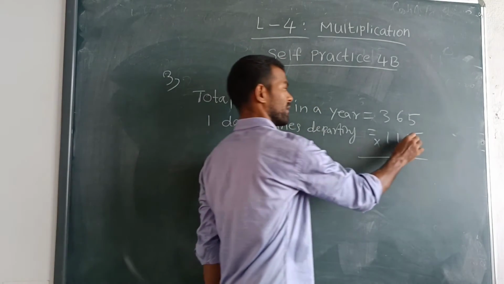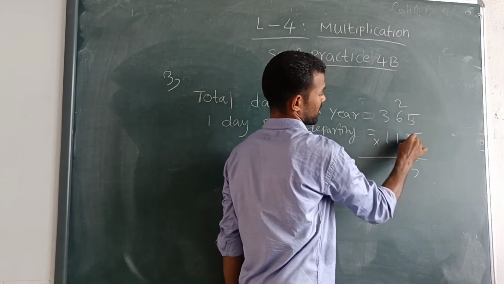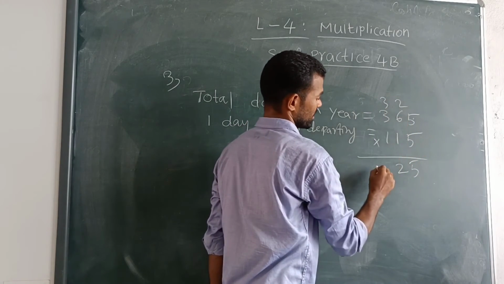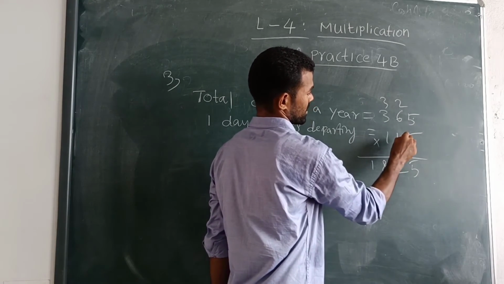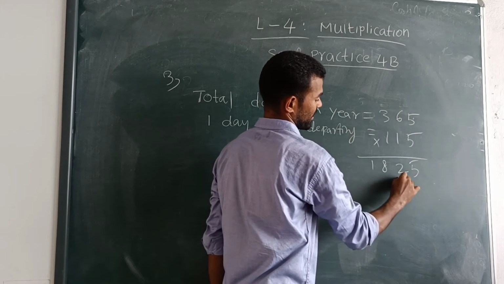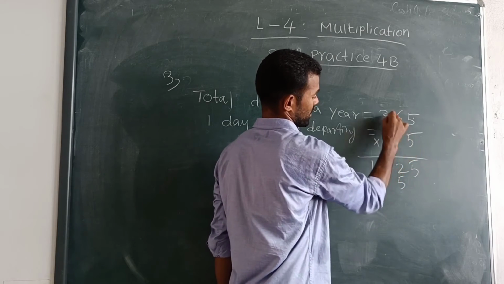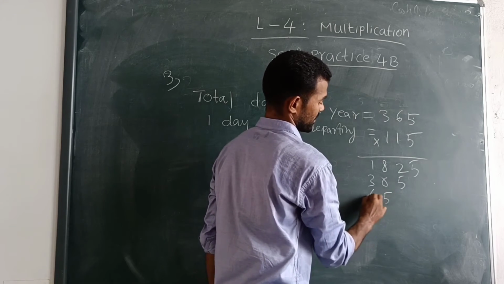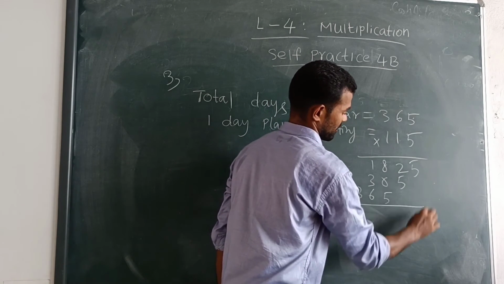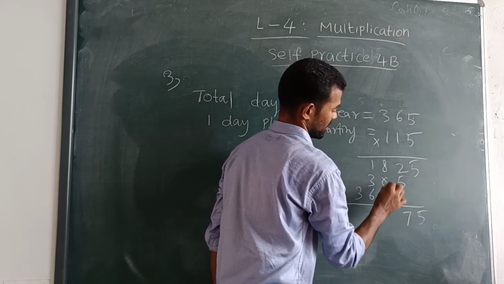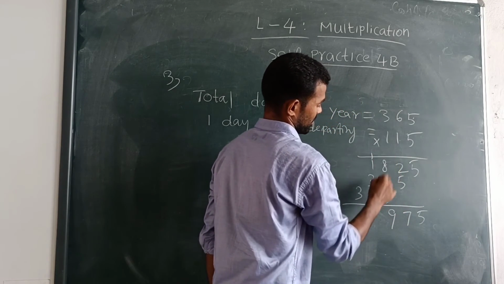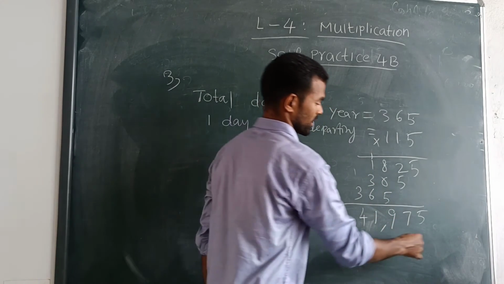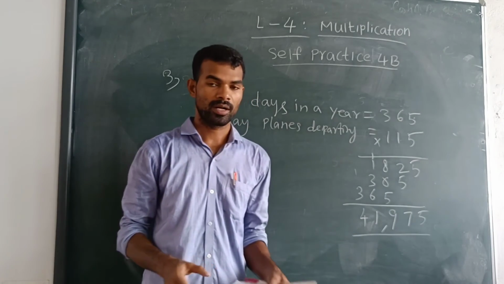So multiply this 5 5s are 25, 5 6s are 30, 5 3s are 15, 15 plus 3, 18. Next take this 1 and multiply, 1 5 is 5, 1 6 is 6, 1 3 is 3. Again with 1 here multiplying. The answer is 41,975 planes departing in 1 year.